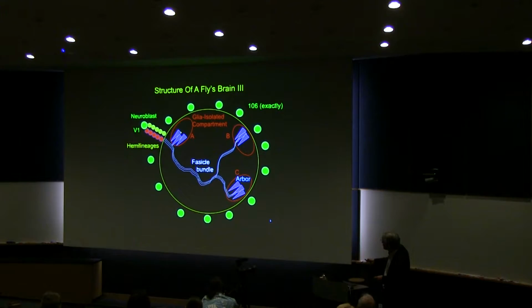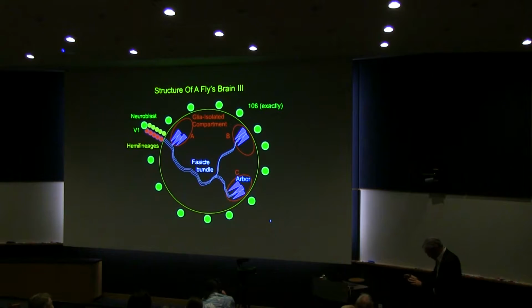So it's like this set of neurons, what they're doing is they're basically sampling the signals that are taking place in that arbor, and then making decisions based on the area of the glial area that's being taken.